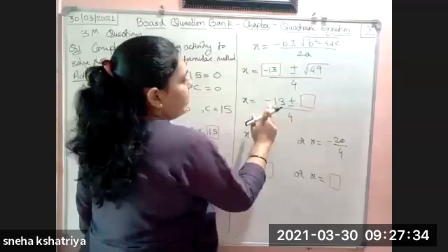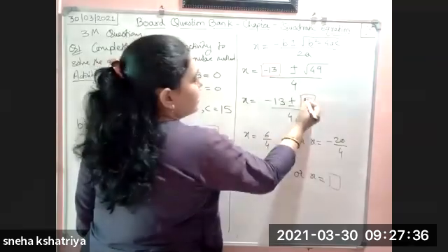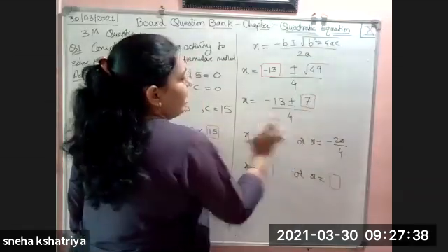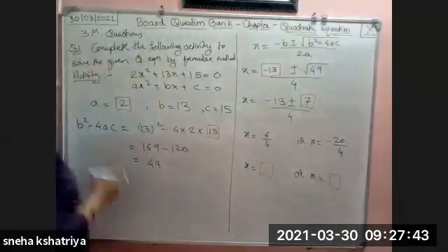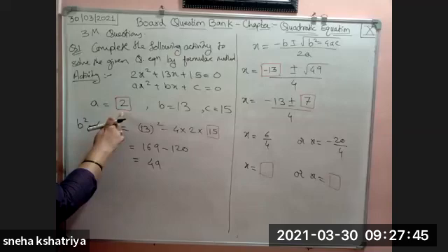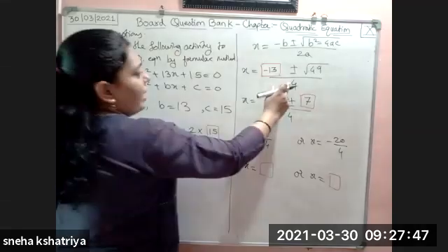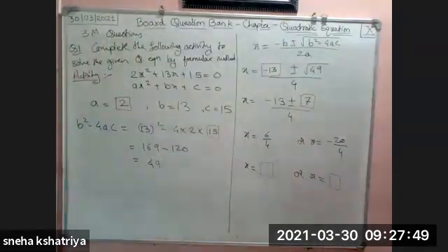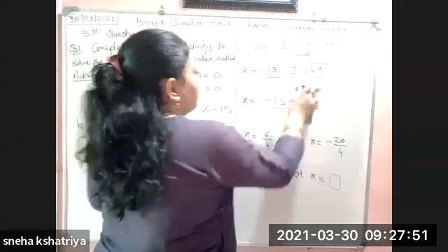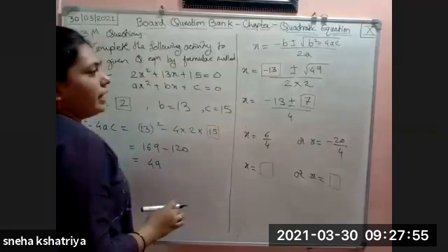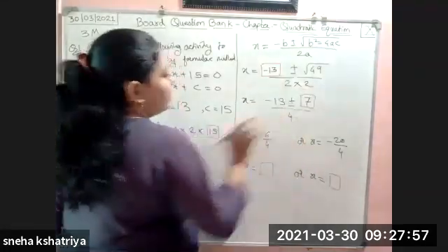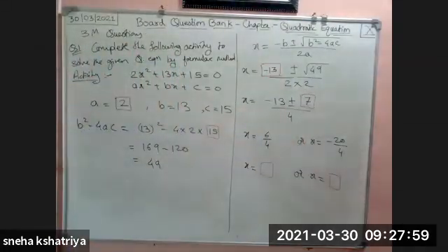So see here, minus 13 plus or minus 7 divided by 4. How did 4 come? Twice A, 2 into A. 2 into A, that is 2 into 2 becomes 4. At denominator it is 4. Or you can write it like this also: 2 into 2, because we are putting the value of A. So next step it will become 2 into 2, that is 4. Doesn't matter, 4 equal, 2 into 2 equal, they are one and the same.